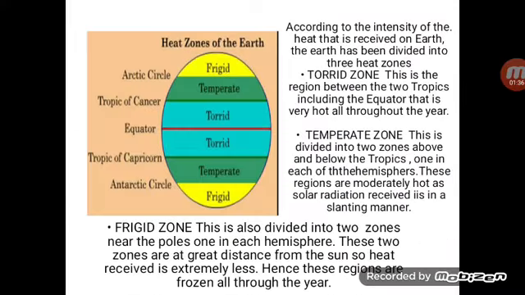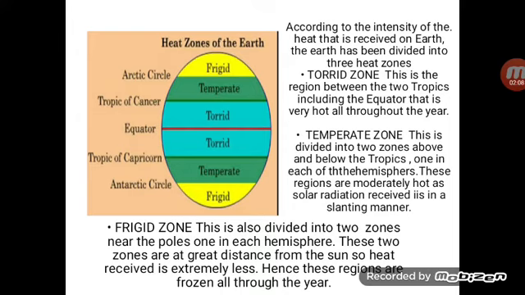Now next we see that according to the intensity of the heat that is received on earth, the earth has been divided into three heat zones. Firstly, the middle part we call the torrid zone. Now this is the region between the two tropics including the equator that is very hot all throughout the year. We have done this just now, that this is the part which receives the direct rays of the sun, and so it is very hot all through the year.